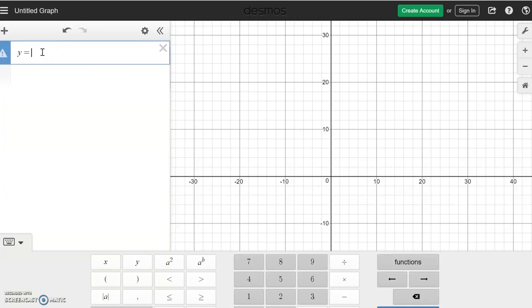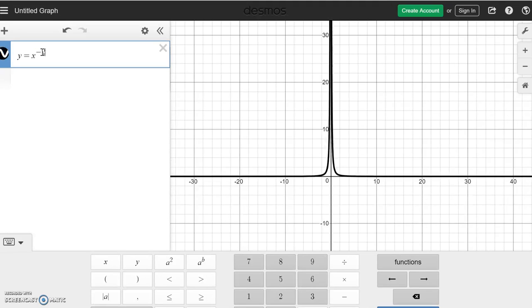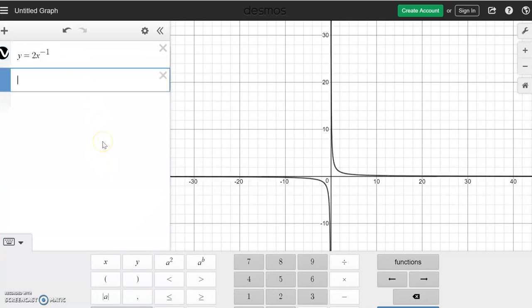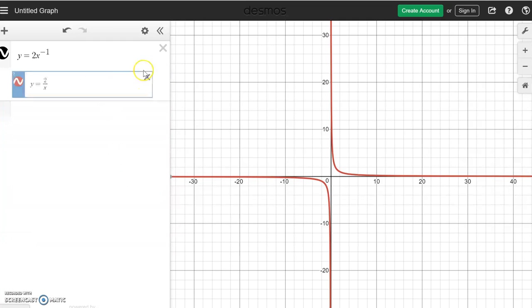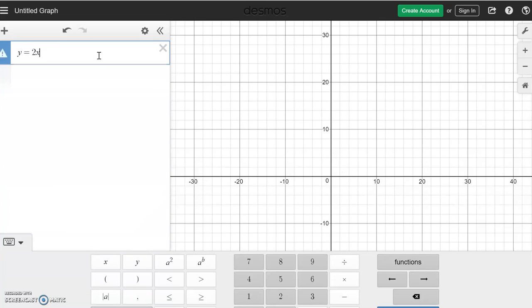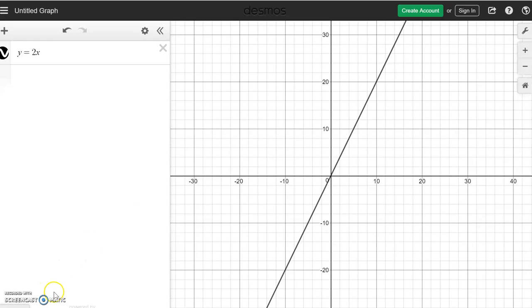And one other thing I wanted to clarify, when we mentioned negative exponents, say I had y equals 2 times x to the negative first, that technically is the same thing as 2 over x. So please keep in mind those are equivalent. Even if you see an x in the denominator, that technically is a negative exponent. So keep that in mind. But again, if I do just no exponents, it's going to make a line. All right, hopefully that was helpful.